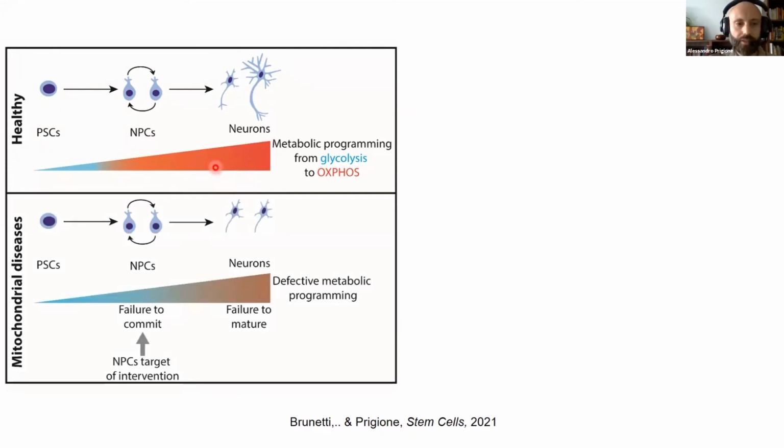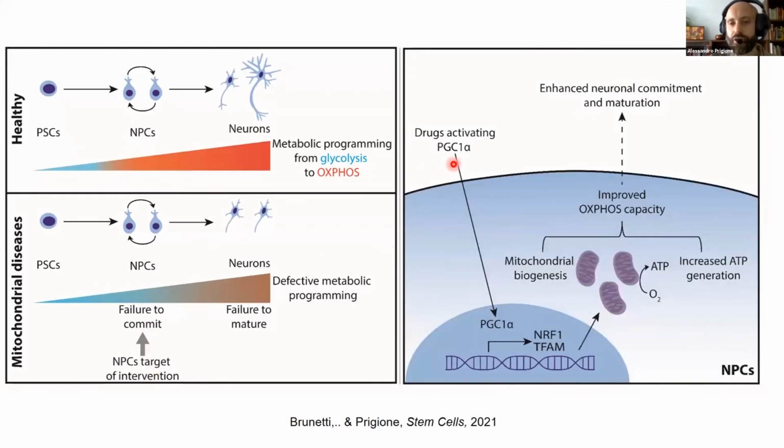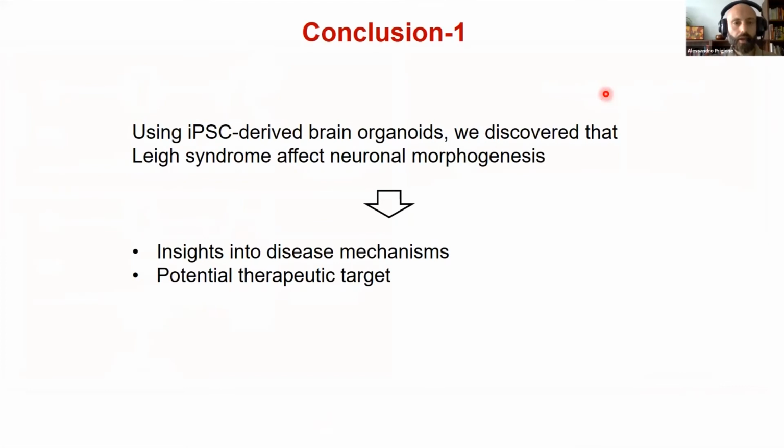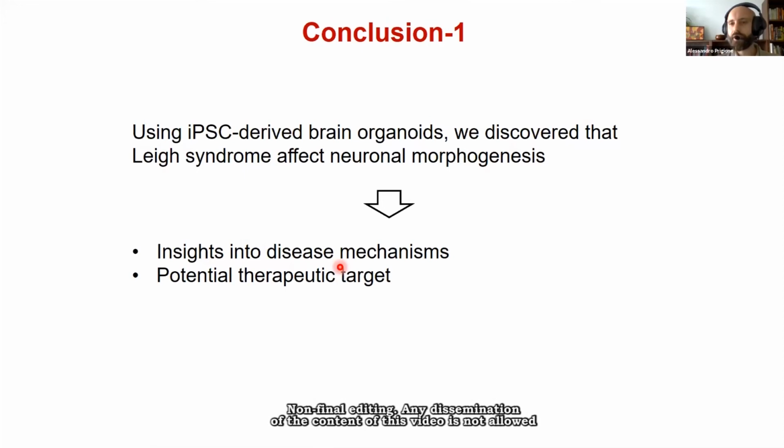But when this is not happening, this could be a target of intervention. For example, PGC1 alpha activation by bezafibrate could help improve OXPHOS capacity and improve the NPCs' shift to mitochondrial metabolism, and so to differentiate into neurons. That means that we can use brain organoids to dissect mechanisms of the disease and, for example, also to highlight components. There are neurodevelopmental components of the disease that we might be able to target.